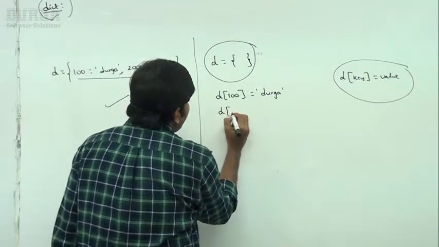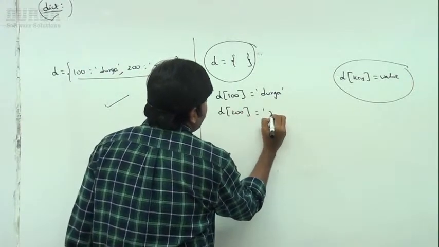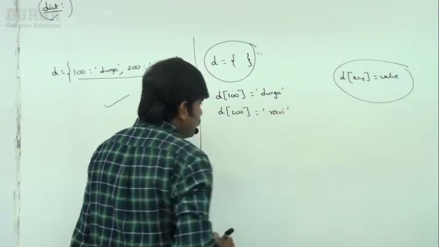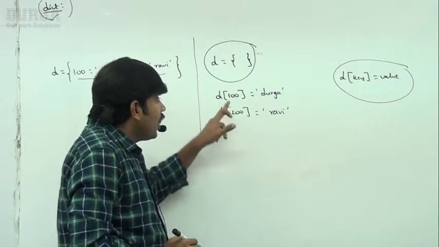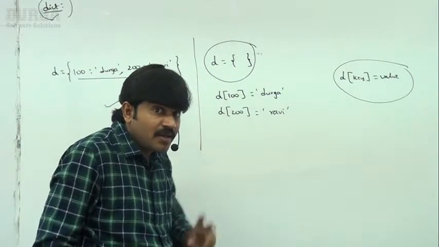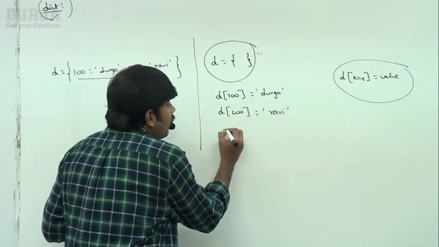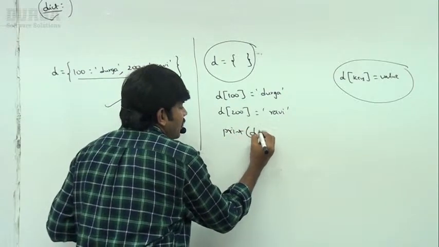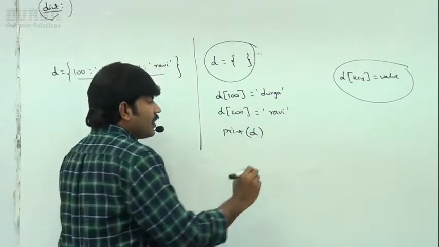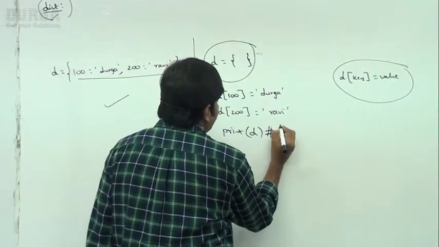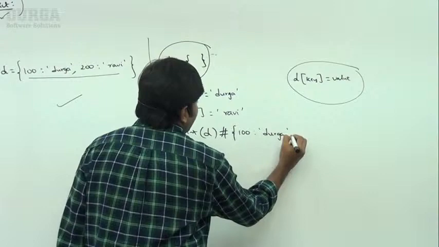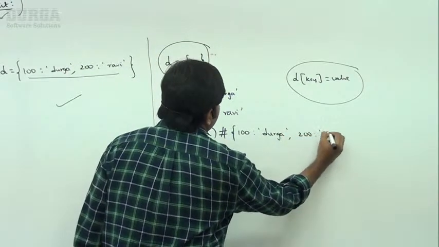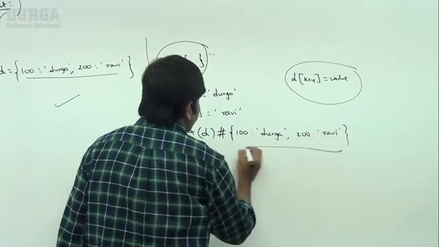Similarly, d[200] = 'Ravi', I am taking 200 Ravi like this. Now how many key values are added to the dictionary? Two key values. Now print(d). The answer we are going to get is 100 colon Durga, 200 colon Ravi, like this.